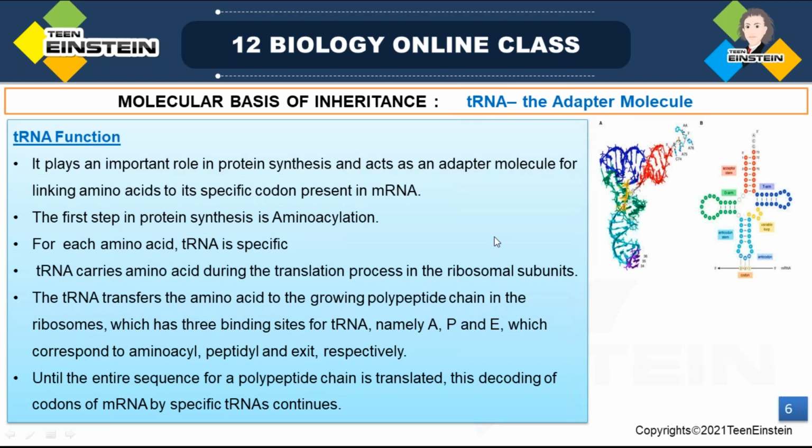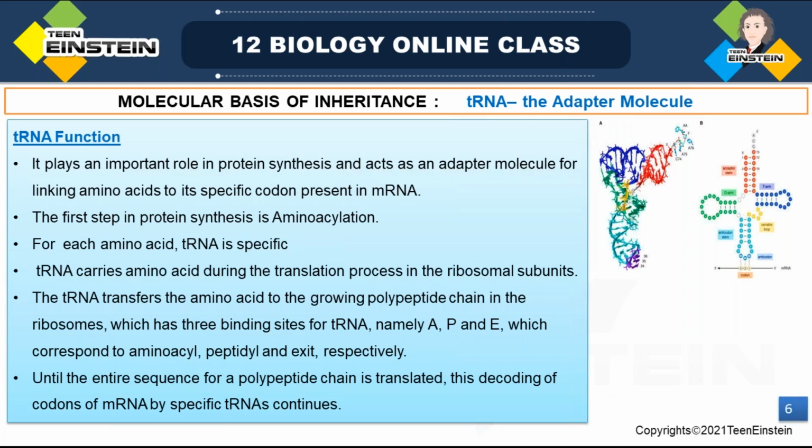Now we'll discuss the function of tRNA. tRNA has a very important role in protein synthesis. This tRNA acts as an adapter molecule. We have already said that it acts as an adapter molecule. For what, or how, is it working as an adapter molecule?